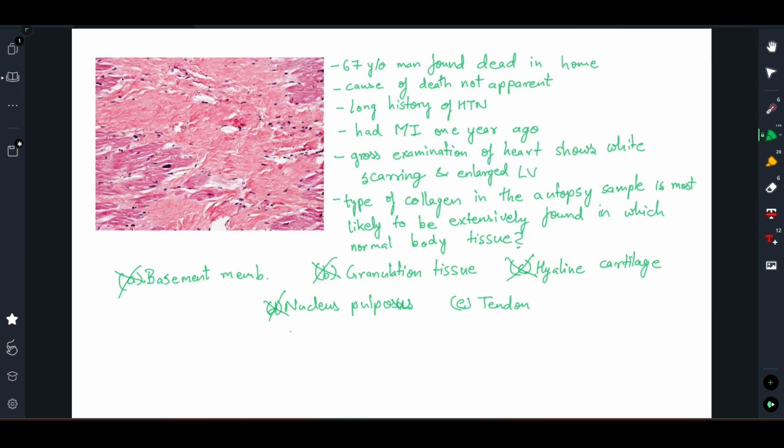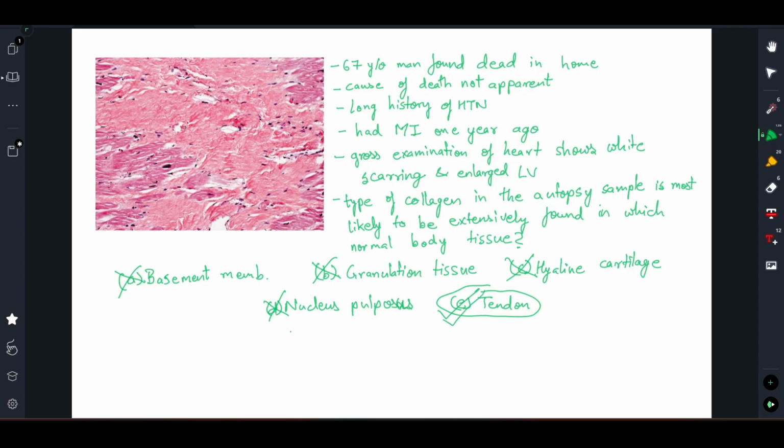Now, just a mnemonic to remember type 2 collagen examples: you can pronounce cartilage as "cartilage", just to remember that it has type 2 collagen. Now we are finally left with one option, and that is tendon. Tendon and bone, these structures have to provide strength to the framework of the body, and hence wherever this function is required, you will find that type 1 collagen is present in abundance. Hence the correct answer is tendon.